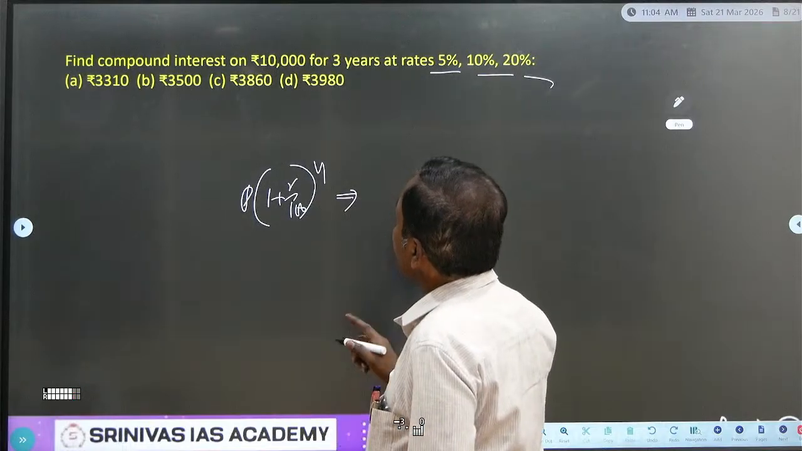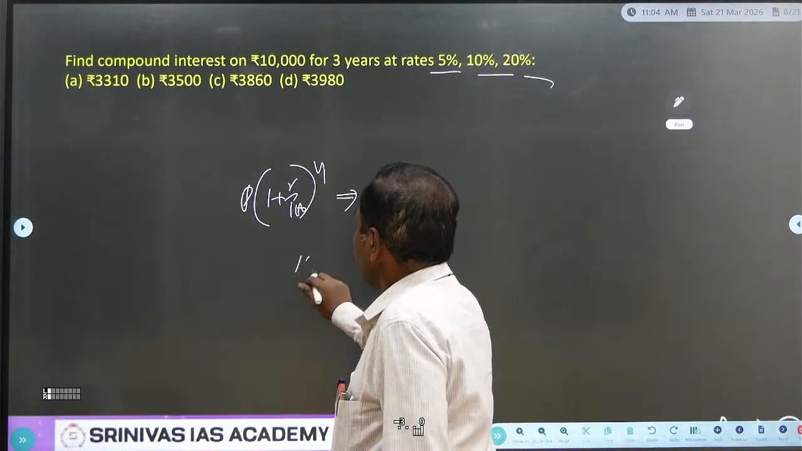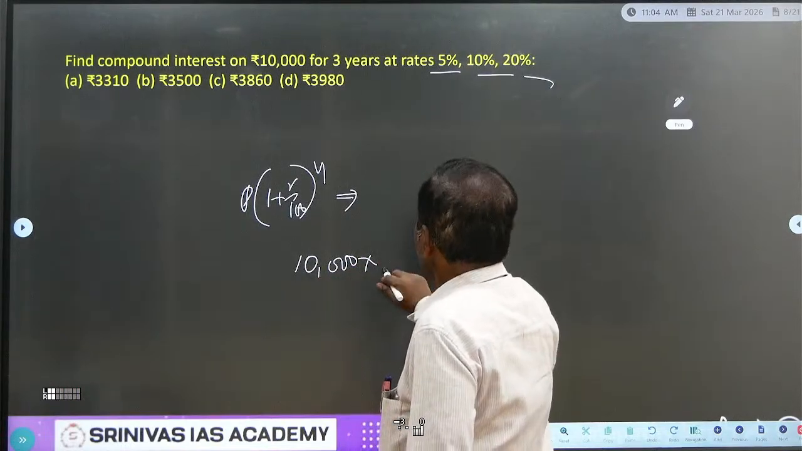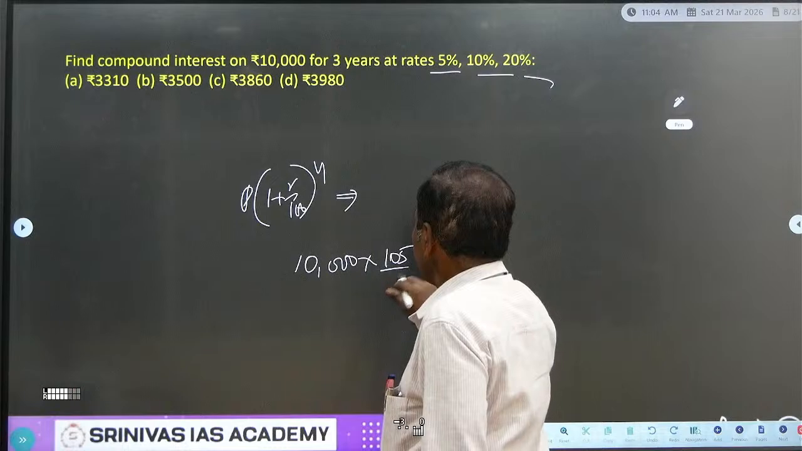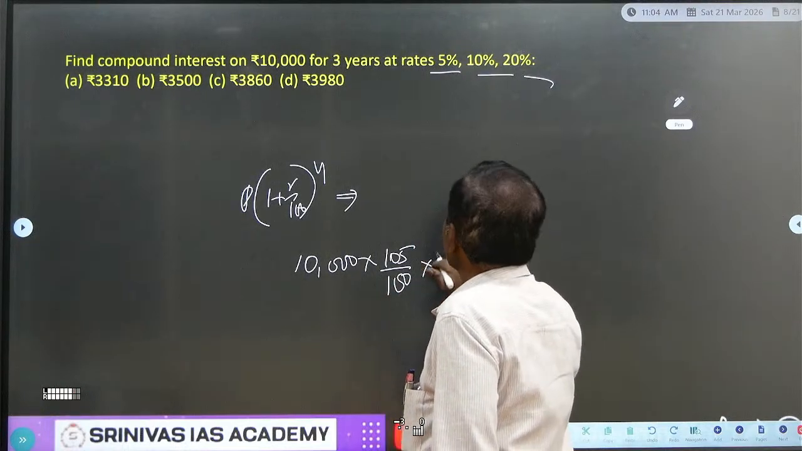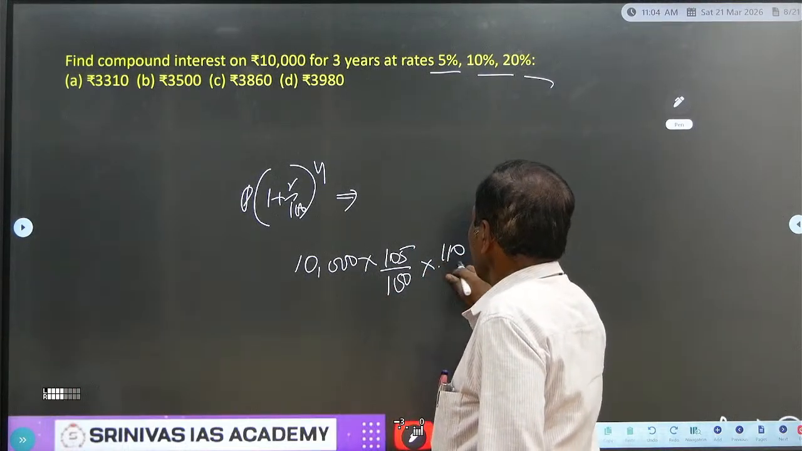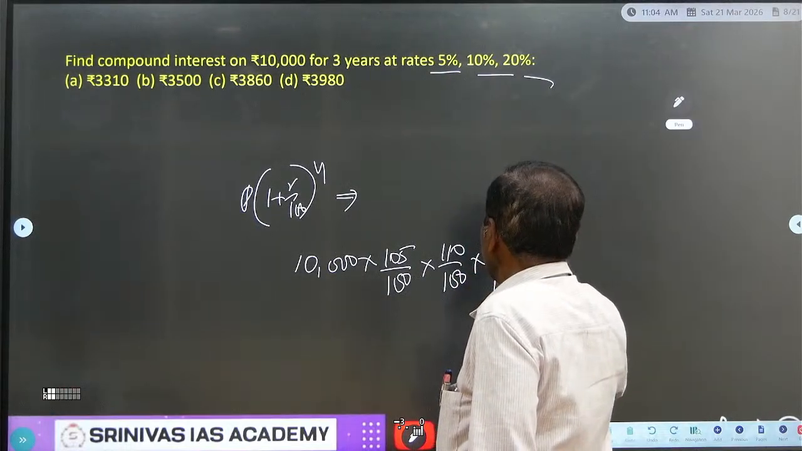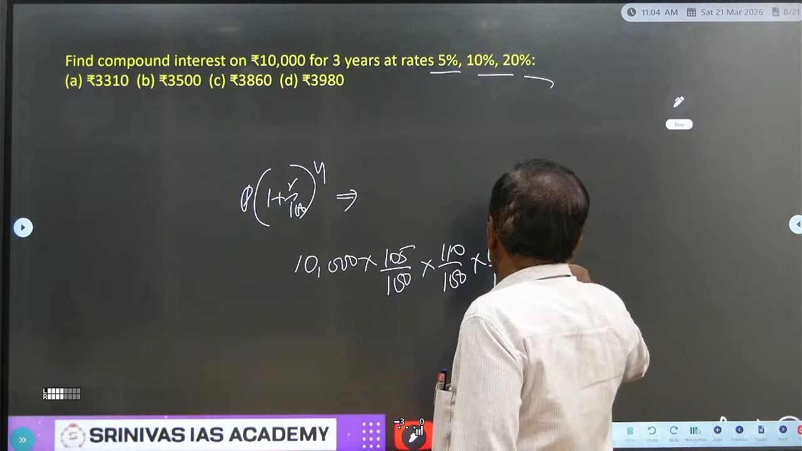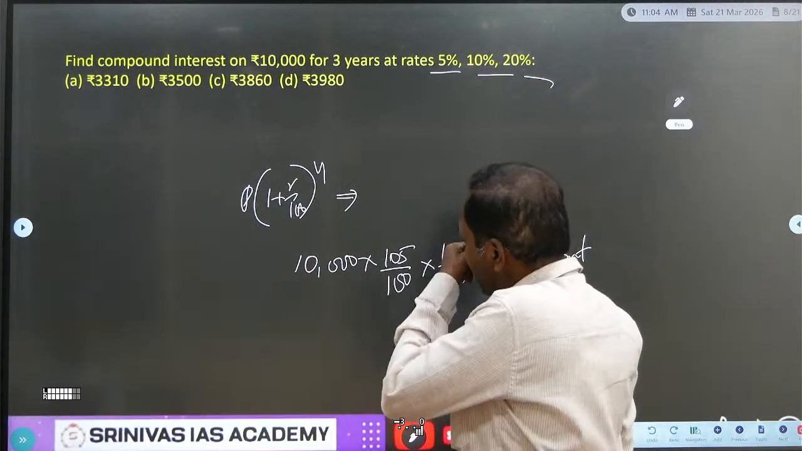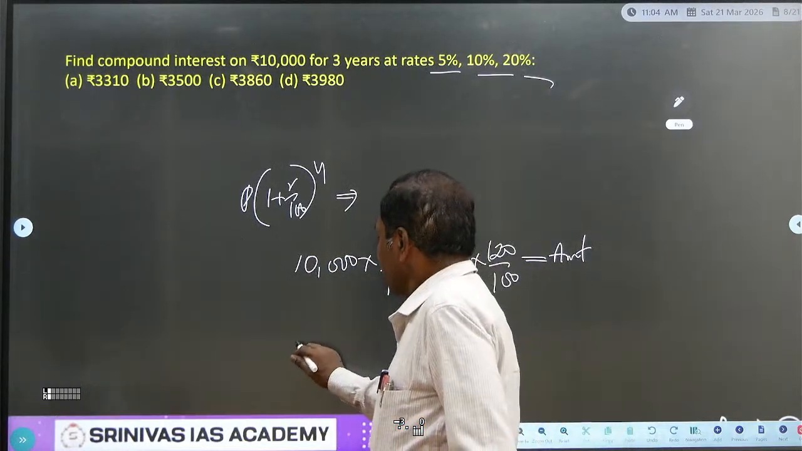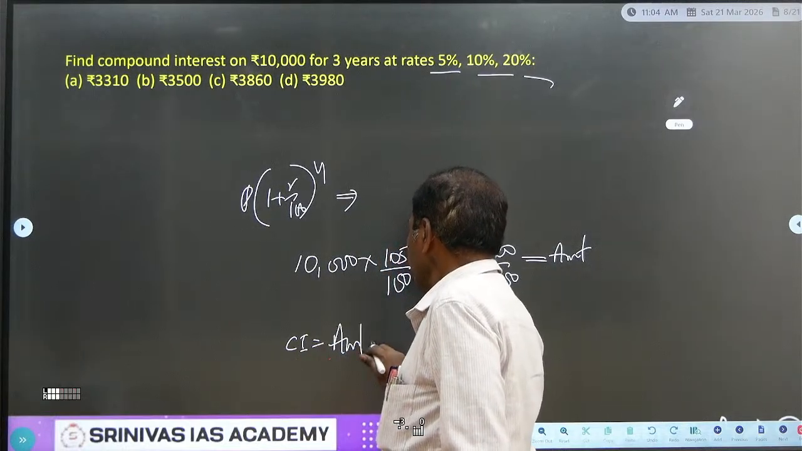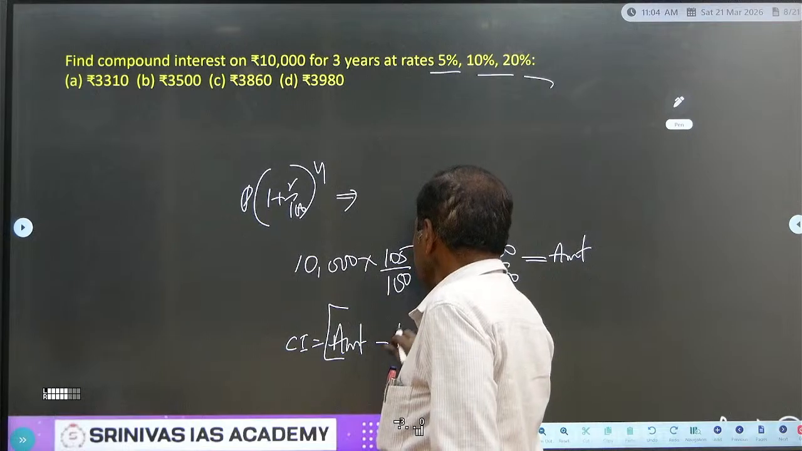So find compound interest on rupees 10,000. 10,000 into the first factor, 105 by 100, then 110 by 100, into 120 by 100. This gives the amount. Find compound interest: compound interest is amount minus principal.